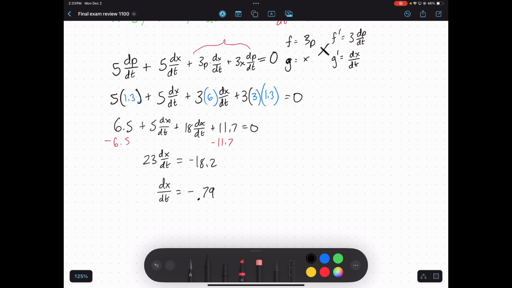Negative 0.79 what? What's my unit for this?